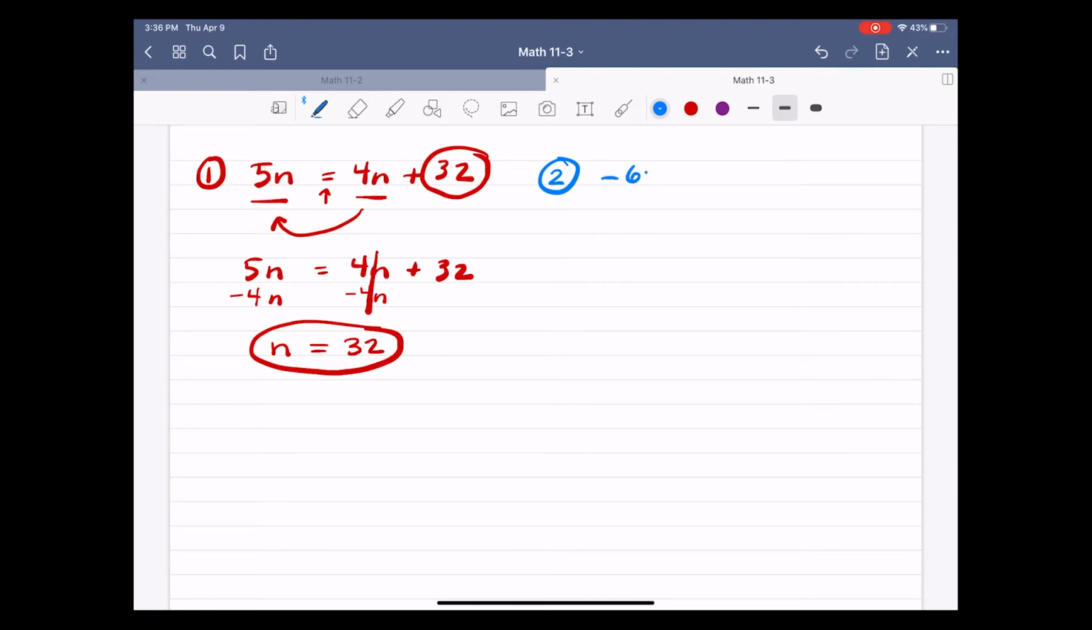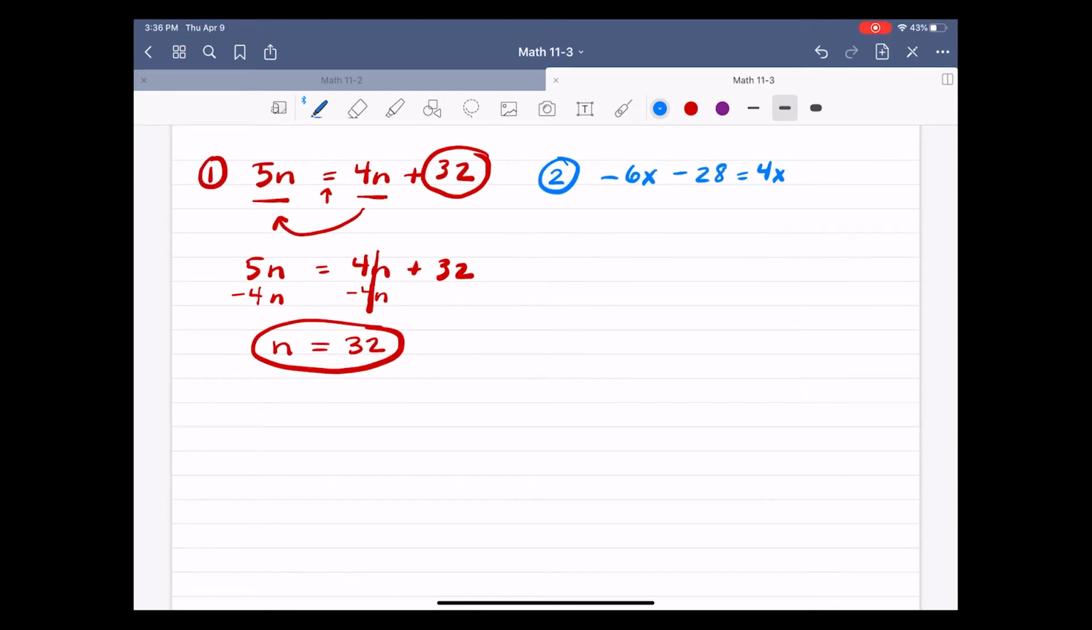Number 2. Negative 6x minus 28 equals 4x. I want to get the x's on one side, and over here I have an x and a whole number. I can't move the 4x over here, or I'm going to be left with a 0 over here, so I want to move the negative 6x over here. So negative 6x minus 28 equals 4x. To get rid of this negative 6x, I've got to add 6x. If I add 6x to the left, I have to add 6x to the right. Negative 6x and 6x cancel each other out.